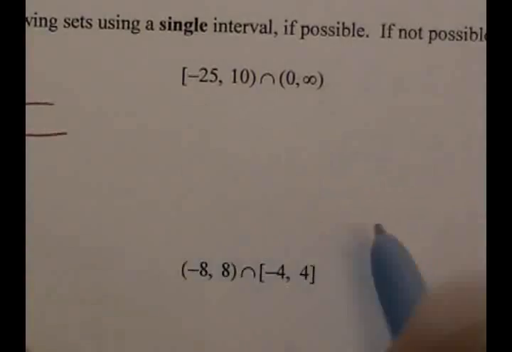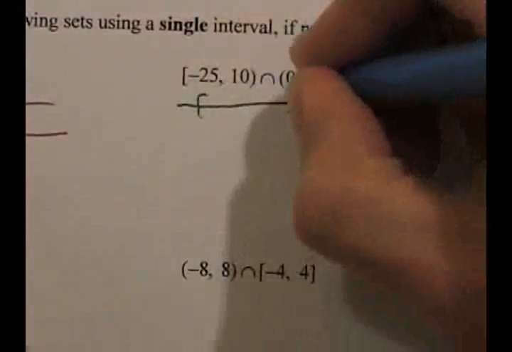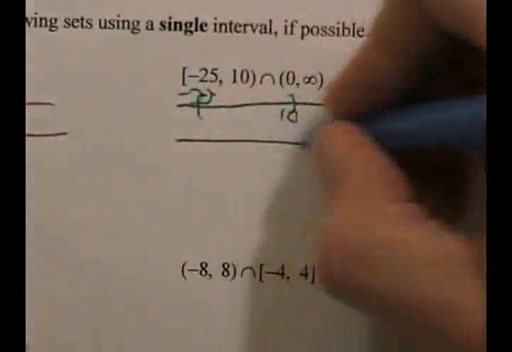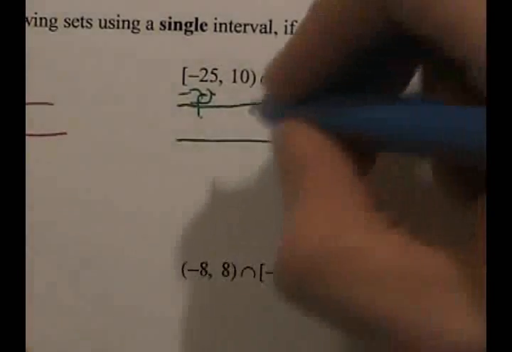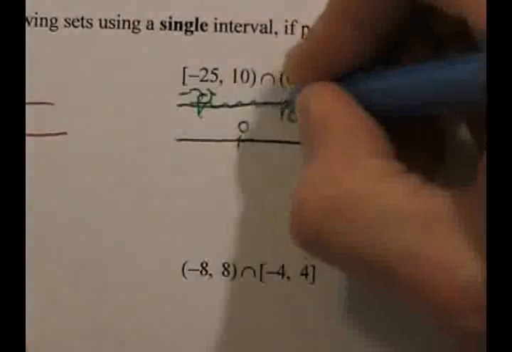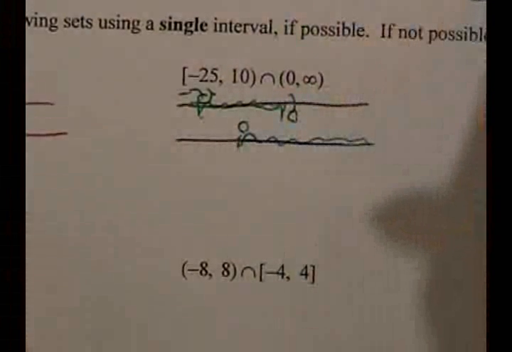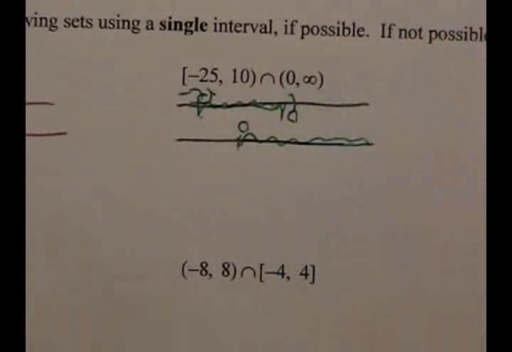This middle one. This is all numbers between minus 25 and 10. So here's 10, minus 25, and this says everything from 0 to infinity. So here's 0. So the top one is all these, and the bottom one is everything that's positive. Their intersection is the restrictive one.